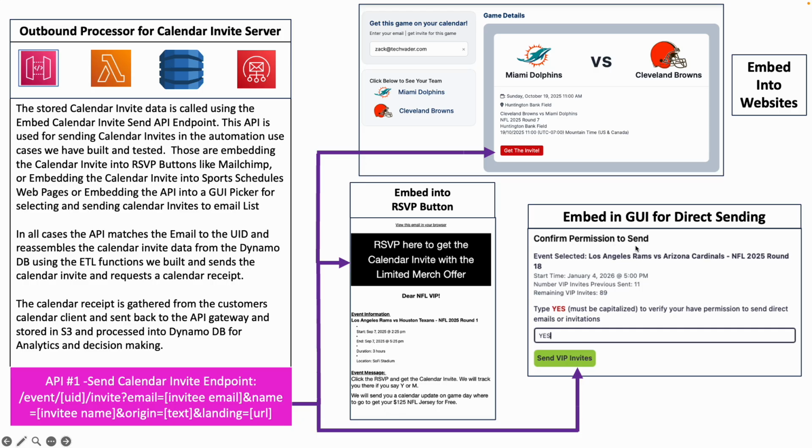And then in number three, the concept of embedding the calendar invite API into a GUI for direct calendar invite sending. The concept here is you have a large visual picker of many different games, in this case NFL games. You pick a particular game out of the picker in the visual GUI, and then you upload an email list to send a batch calendar invitation out to a particular football game. So those are the three concepts covered here in the outbound processor for the calendar invite server, using the send calendar invite endpoint that allows for embedded calendar invites to be sent for particular events.